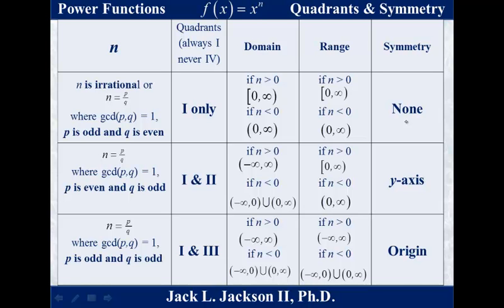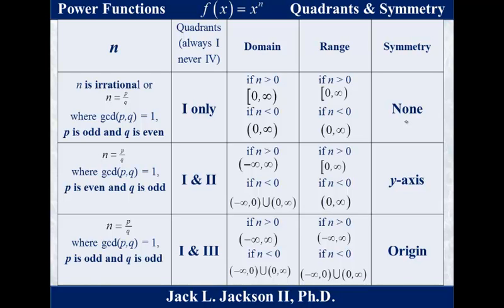So here's a summary of the quadrants and symmetry. If n is irrational, or it's a rational number with an odd numerator over an even denominator, it's in quadrant 1 only, and it has no symmetry. Notice the domain will be 0 to infinity. It'll include the 0 if it's a positive power, and it won't include 0 if it's a negative power. And the range and the domain are actually the same.